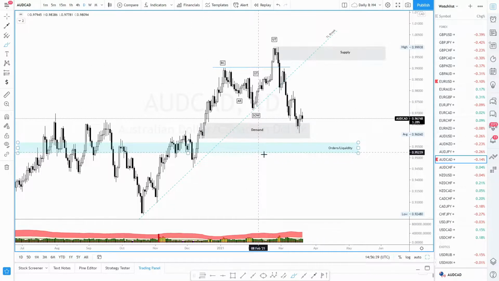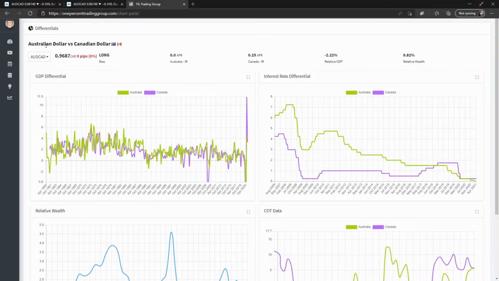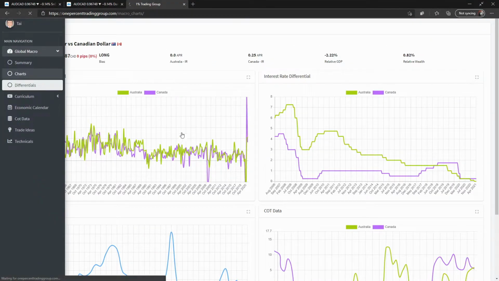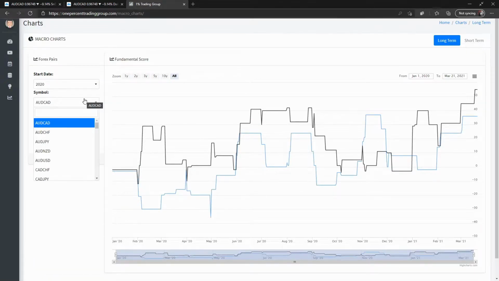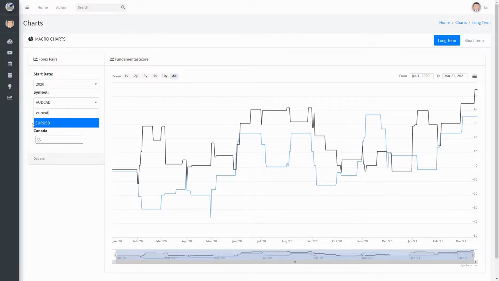My next pair is going to be the Euro and USD. So we can just go and have a look at the fundamentals on these. And we've got the Euro USD.